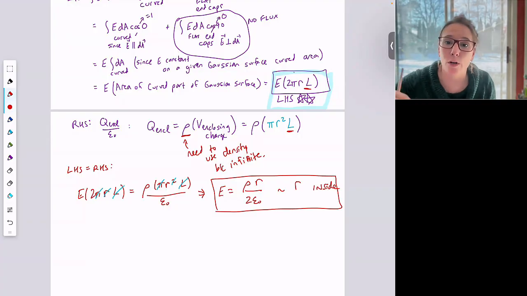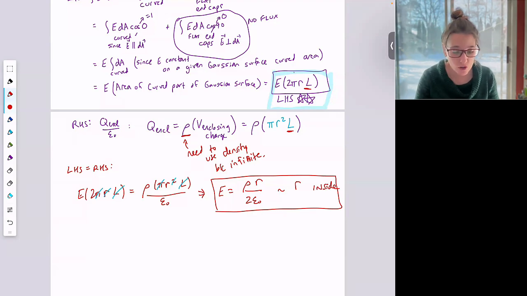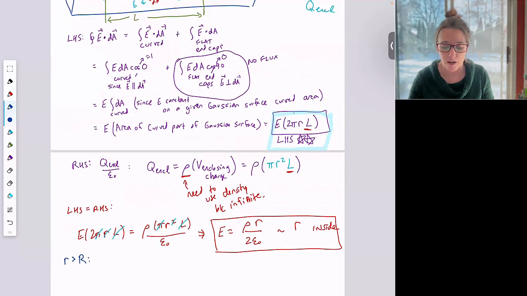As I'm enclosing more and more charge, I'm getting more and more electric field as it's growing. Okay, so now let's do the other case of r greater than R. So now we're going to be outside the entire cylinder.